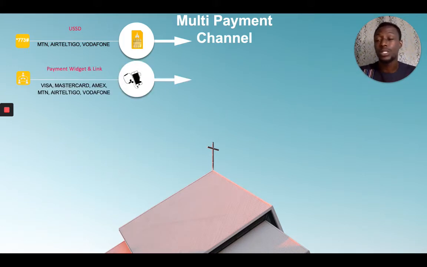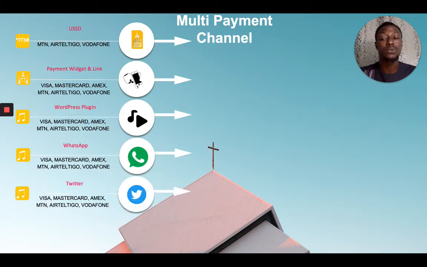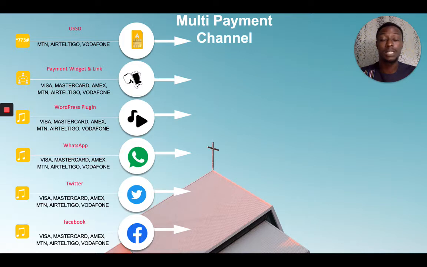You have payment widgets and links, and these are other options: you can share a link, or you can have a widget in your website where people can give. And you have a WordPress plugin. You can plug into your WordPress website, and people can also make donations through the WordPress website. Then you have WhatsApp, Twitter, and Facebook as social media channels your members and your audience can make donations through.